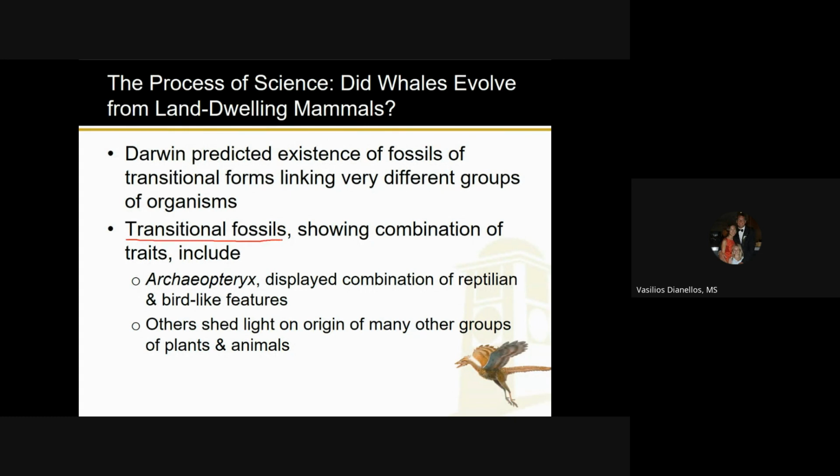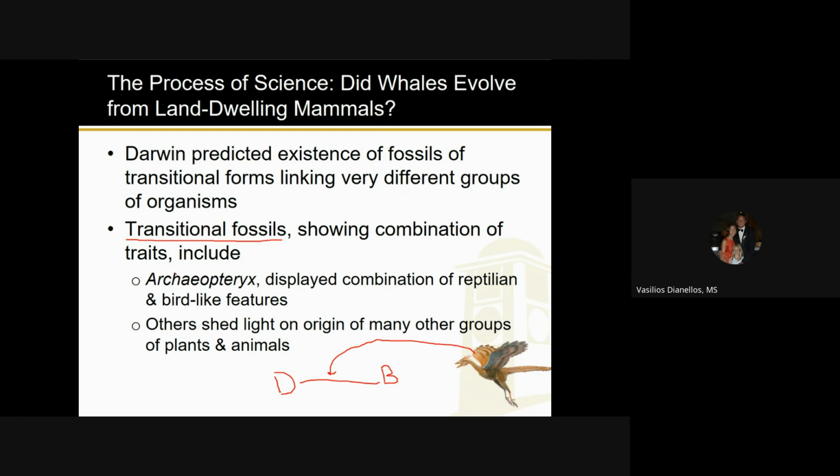Transitional fossils show the combinations of traits. Some examples include, but are definitely not limited to, the Archaeopteryx, which displayed combinations of reptilian and bird-like features. So again, the link from dinosaur to birds, right? People said, hey, birds are descendants of dinosaurs. And then other people said, well, where's the link to that? Well, this was the link. So that was the missing link between dinosaurs and birds. But of course, now, like I said earlier, people are like, okay, well, what's the link between dinosaurs and that dinosaur? But anyway, any questions about this slide?